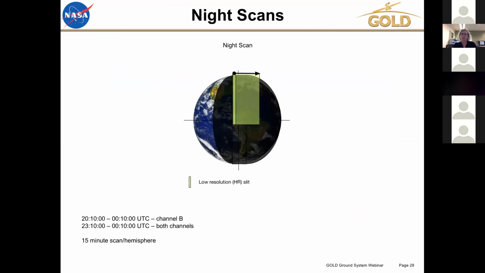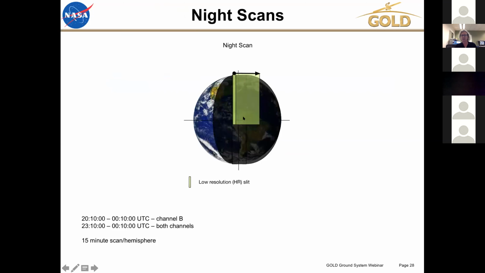Night scans still stay within those 30-minute blocks, but they last for 15 minutes each. What we do is we use the low resolution slit, so that one's slightly wider than the high resolution slit. It's 15/10 of a degree. We move the scan mirror to the dark side of the terminator, and then we scan from west to east.